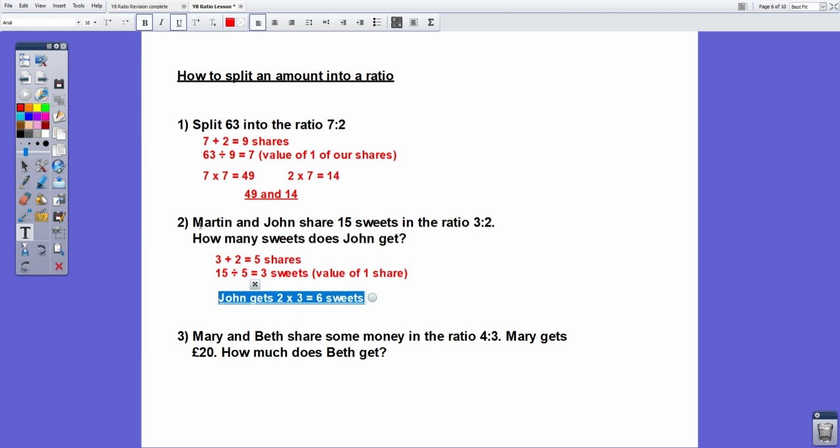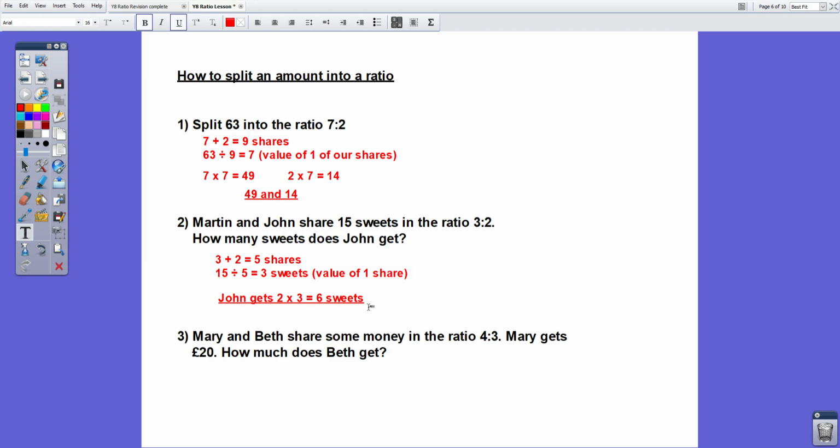Final answer, underline it. Okay, just look at that again. We add up how many shares there are in total, 3 add 2, which is 5 shares. We take the number of sweets and divide it into 5, so we know how many sweets there are in 1 share. Since John's getting 2 shares, he's getting 2 lots of those 3 sweets, which is 6 sweets in total.